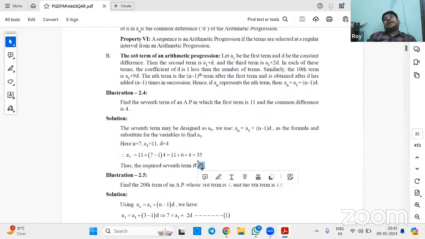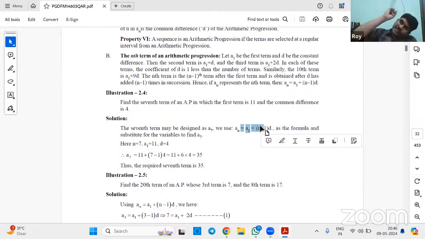Because they ask for the seventh term, we could keep adding, since the first term is 11 and generally in an arithmetic progression the difference between all the values is the same. I know 11 plus 4 is 15, 15 plus 4 is 19, and so on, counting till 7. But if someone asks what the 100th term is, you can't do this calculation. We have a formula to find any term.